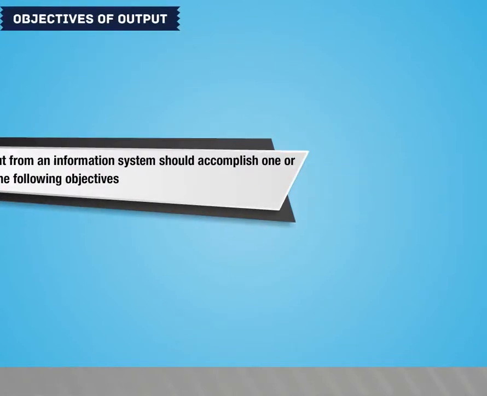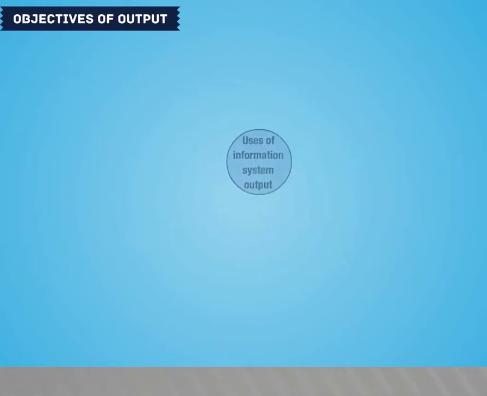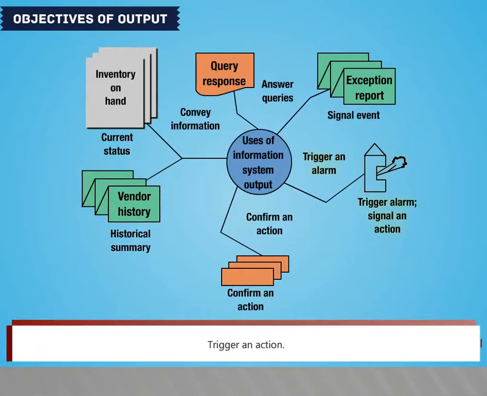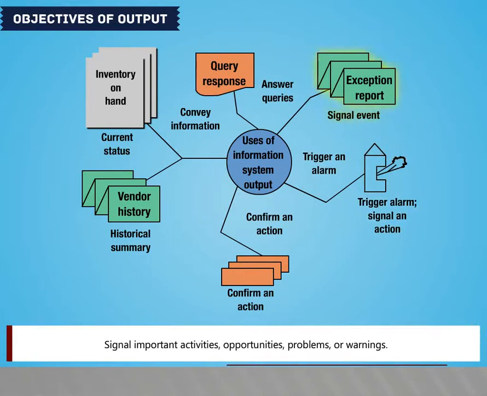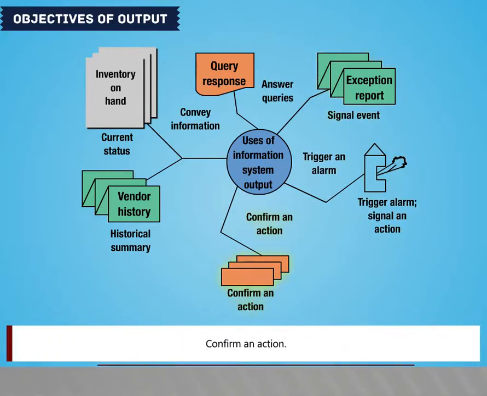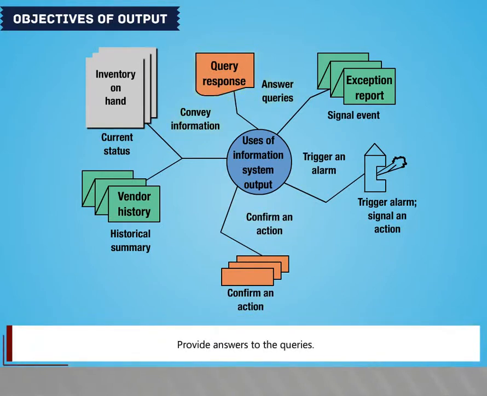Objectives of output. The output from an information system should accomplish one or more of the following objectives: convey information about past activities, current status, or projections of the future. Trigger an action. Signal important activities, opportunities, problems, or warnings. Confirm an action. Provide answers to the queries.